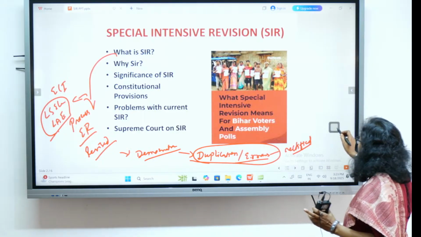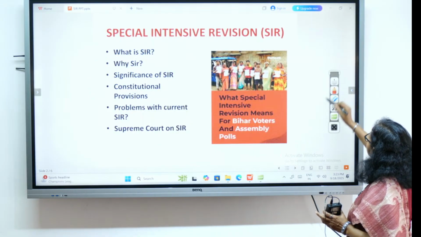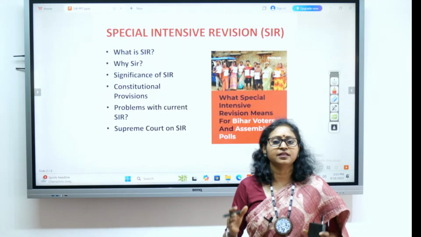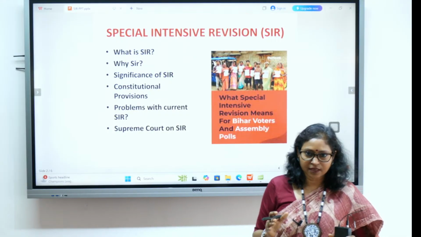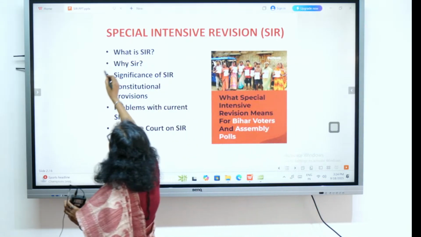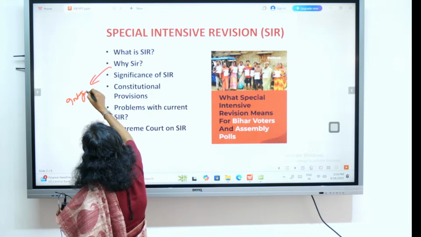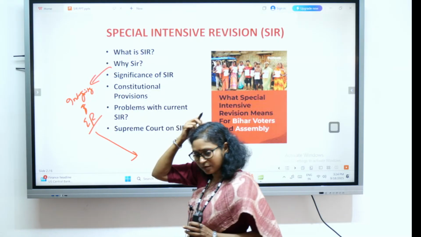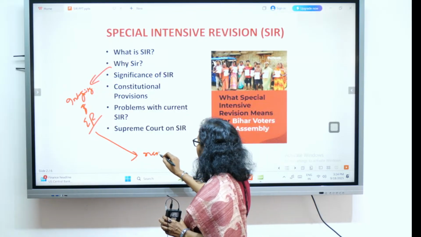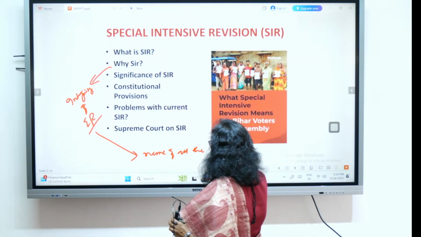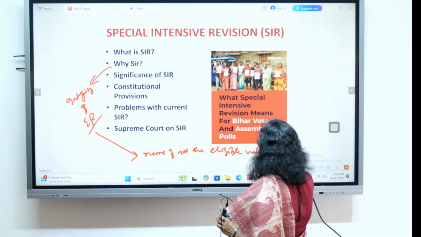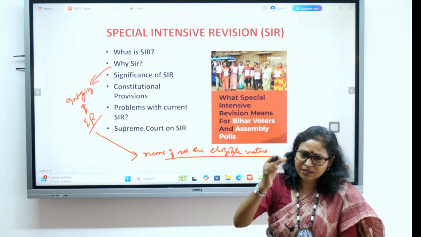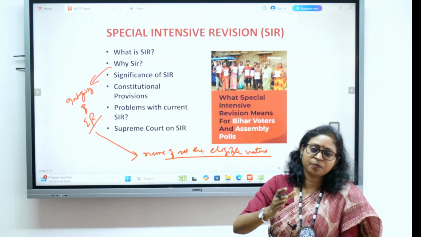Why SIR? We have talked about why SIR: to maintain the integrity and authenticity of the electoral rolls. So what are electoral rolls? Electoral rolls are nothing but where the names of all the eligible voters are enumerated, right? So this is about the electoral roll and the special intensive revision.